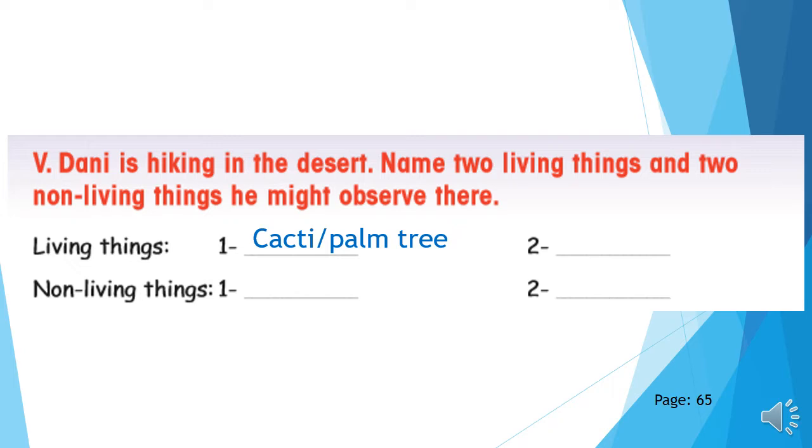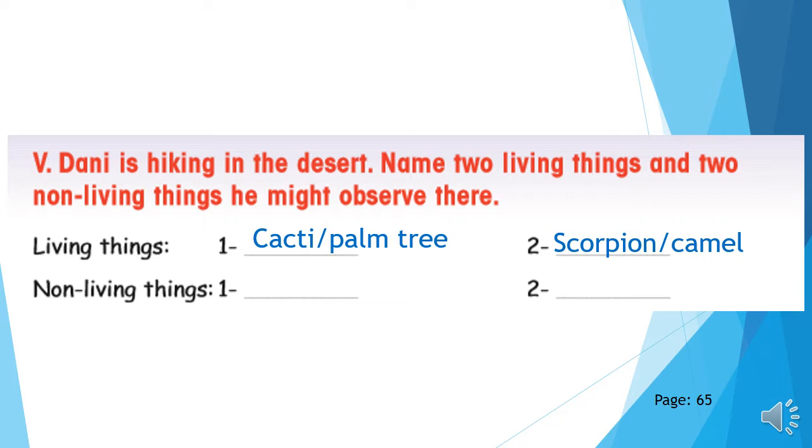Can you name also living things but not plant? Can you name animals? Excellent. What are the animals that live in desert ecosystem? Can you give example? We have snake, scorpion, camel. What other? Lizard. Excellent. So any of these you can write. So we can write scorpion and camel.